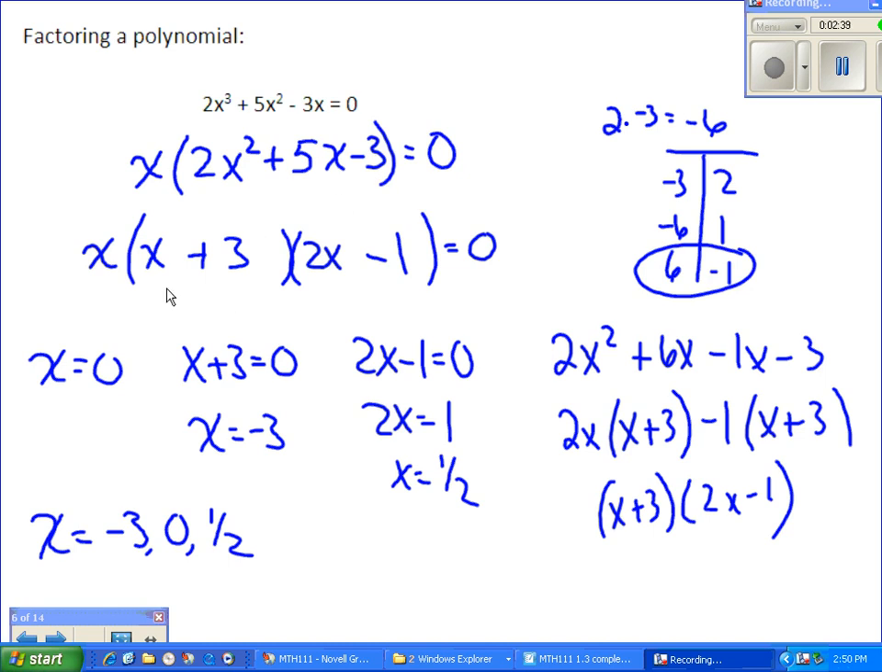Factoring the quadratic, we now have x times x plus 3 times 2x subtract 1 equals 0. And we can set each of the three factors equal to 0 and solve each individually, giving us 3 solutions. Be careful not to forget the x. X equals 0 gives us one of our 3 solutions. And over here is just the long way to do the factoring using the AC method. Again, let me know if you need help with the factoring.